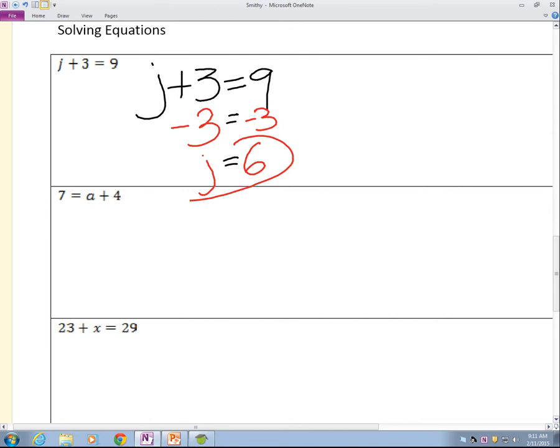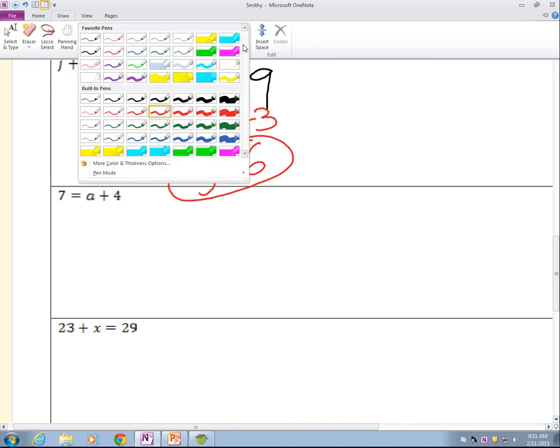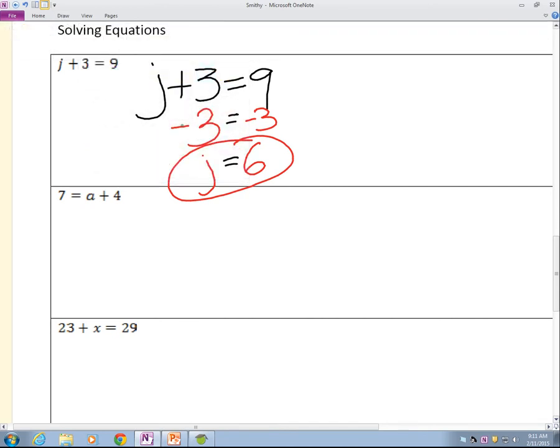So I'm going to circle that because that's the answer. Now here's the wonderful thing about algebra. We can plug that in there to make sure that it works. Remember last night's homework, we were plugging in possible answers for variables, right? So let's put this back in. I'm going to make it green because green means go and we're going to check it.